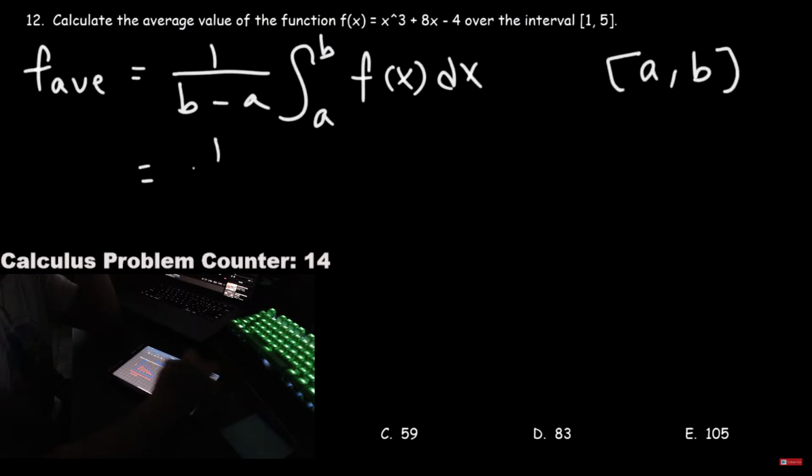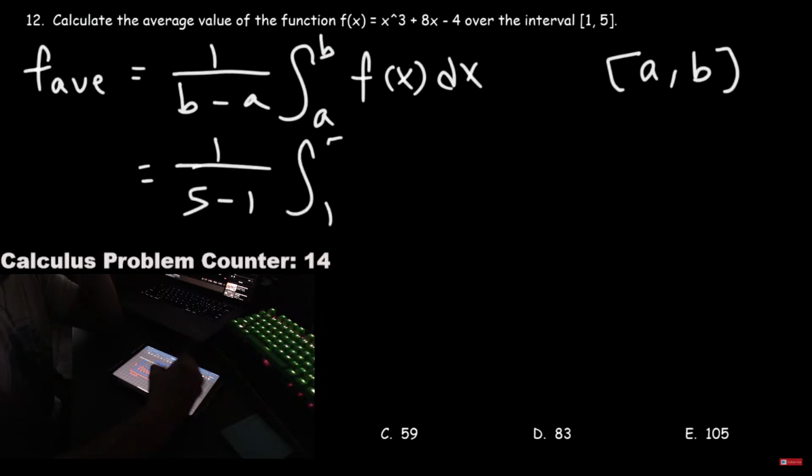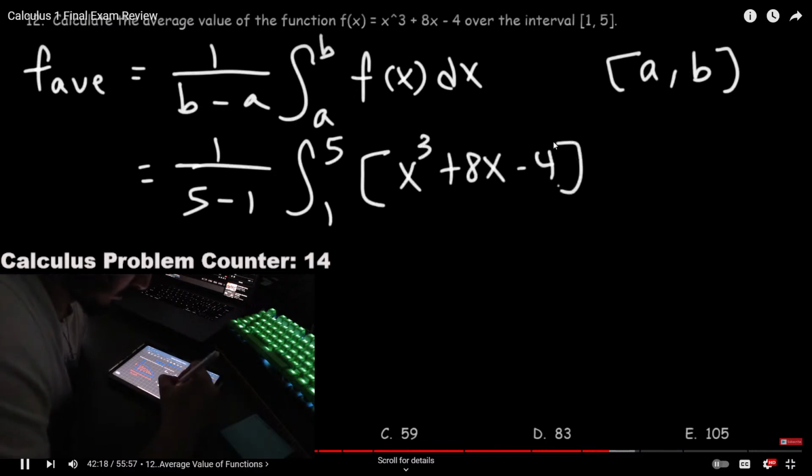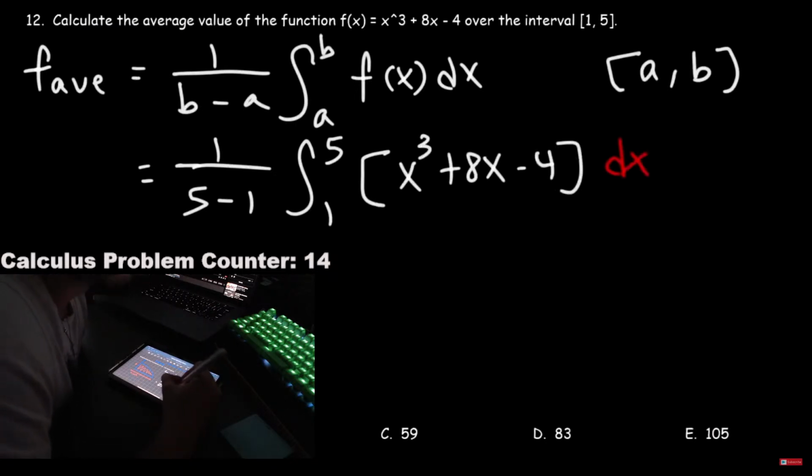So this is going to be 1 over 5 minus 1 times the definite integral from 1 to 5 of the function x cubed plus 8x minus 4 dx. 5 minus 1 is 4, so this becomes 1 over 4.